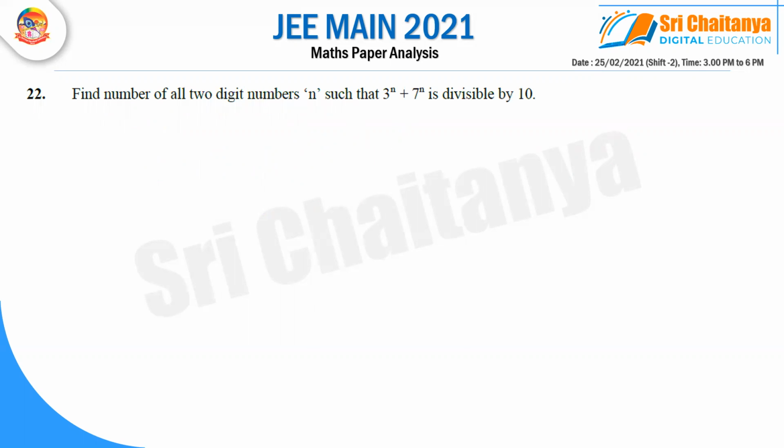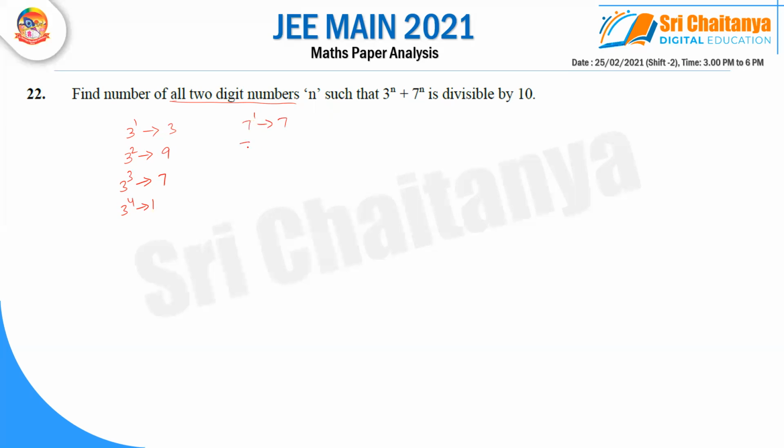Next, find the number of all two-digit numbers n such that 3 power n plus 7 power n is divisible by 10. So here, two-digit numbers. There are total 90 two-digit numbers. Now 3 power n plus 7 power n is divisible by 10. That means the units digit should be 0. So if I am taking 3 power 1, I am getting the units digit 3. 3 square, it will be 9. 3 cube, units digit, I am just writing the units digit.